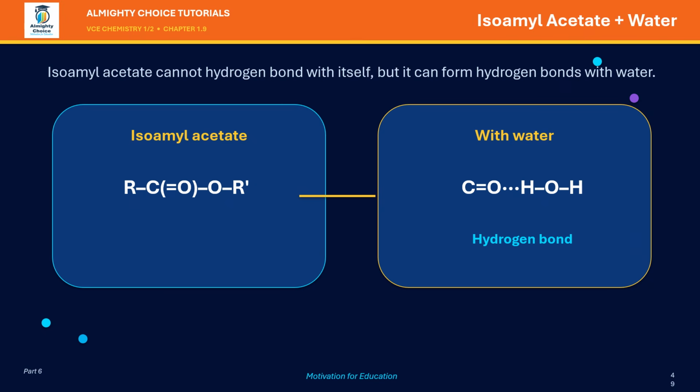Isoamyl acetate cannot make hydrogen bonds with itself, but it can interact with water. The oxygen in the ester group can accept hydrogen bonds from water. So with water, we can show a carbon and oxygen interacting with HOH through a hydrogen bond. This helps explain the interaction between ester and polar solvent.